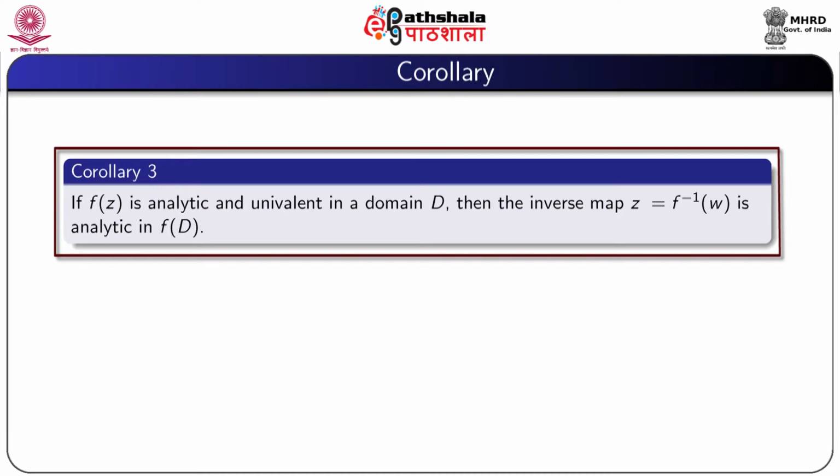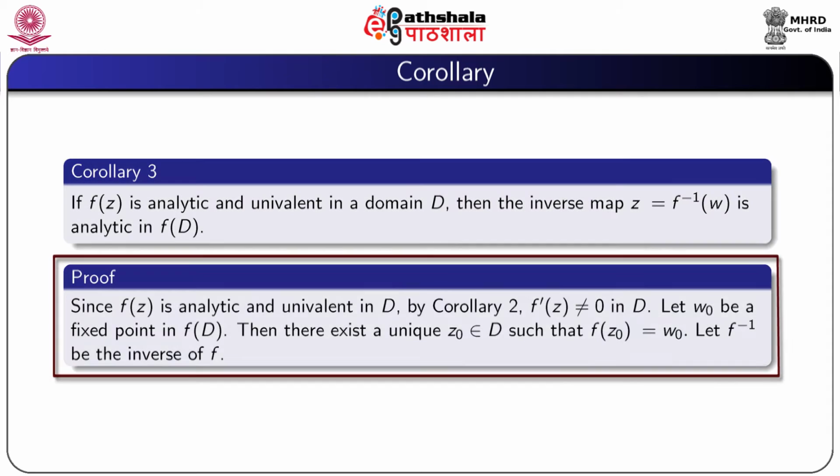So, another result: if f(z) is analytic and univalent in a domain D, then the inverse map z equal to f inverse w is analytic in f(D). Since f(z) is analytic and univalent in D, by corollary 2, f dash z is not equal to 0 in D. Let w0 be a fixed point in f(D). Then there exists a unique z0 belonging to D such that f(z0) equal to w0. Let f inverse be the inverse of f.